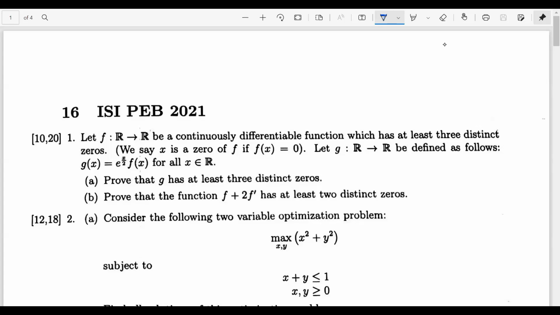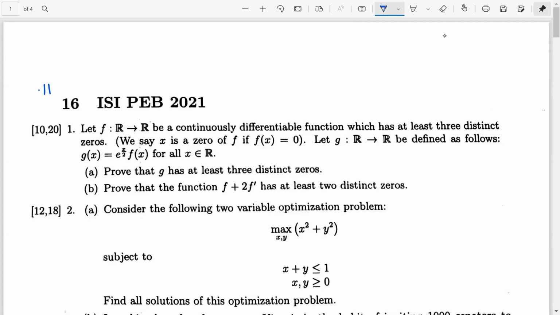Okay, I hope I'm audible to all students who are attending this lecture for the ISI MSQE entrance. In this lecture, I intend to start with the discussion for the ISI PEB 2021 paper. We have done the ISI PEA 2021 paper.